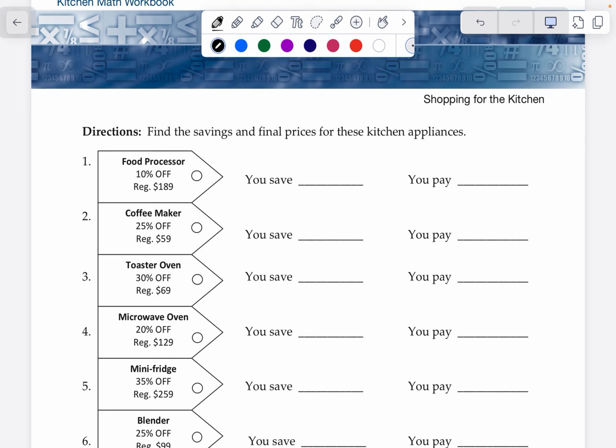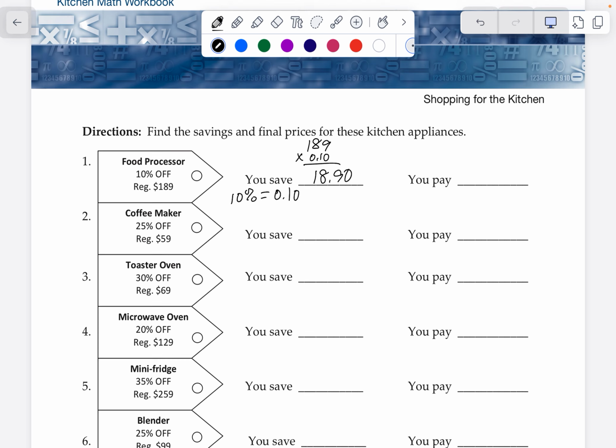So again, we have to think about what they're asking in each question. For how much you save, remember 10%. If you throw that into a calculator and divide that 10 by 100, you're going to get 0.1 or 0.10. However you want to think about it, they're both exactly the same thing. And so we're going to do 189 times 0.10, and we're going to get the amount that you save. So you end up saving $18.90.